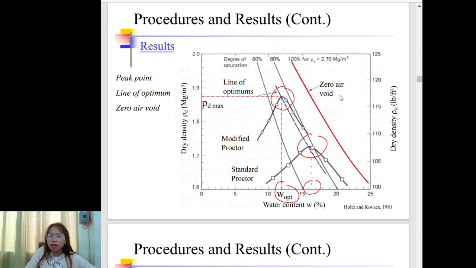And we have also this zero air void. From the term itself, zero air void, there is no air space among your soil particles. So this is the line of the zero air void. This is the degree of saturation. So at 100% degree of saturation, you will achieve the zero air void.